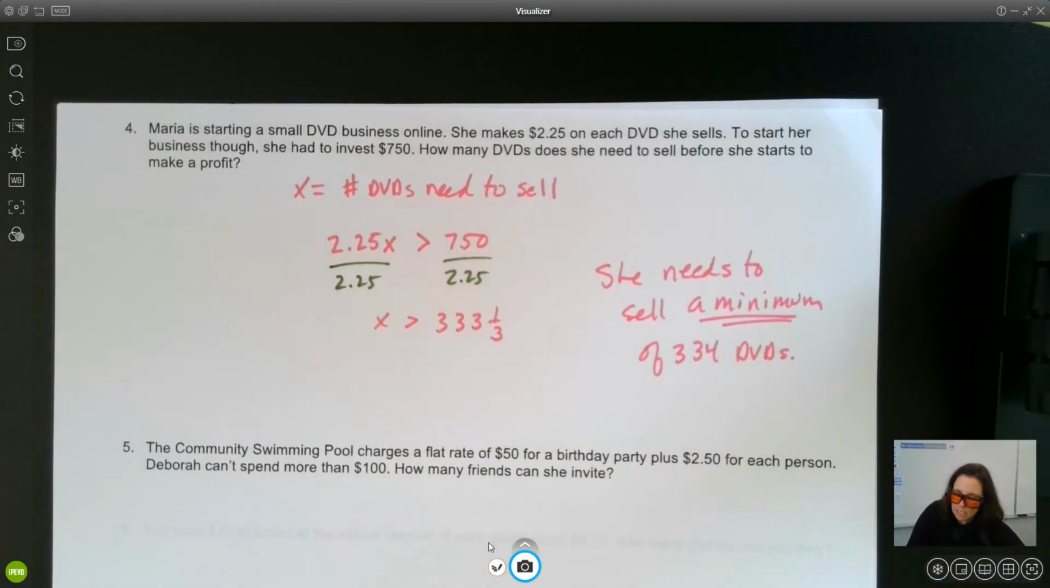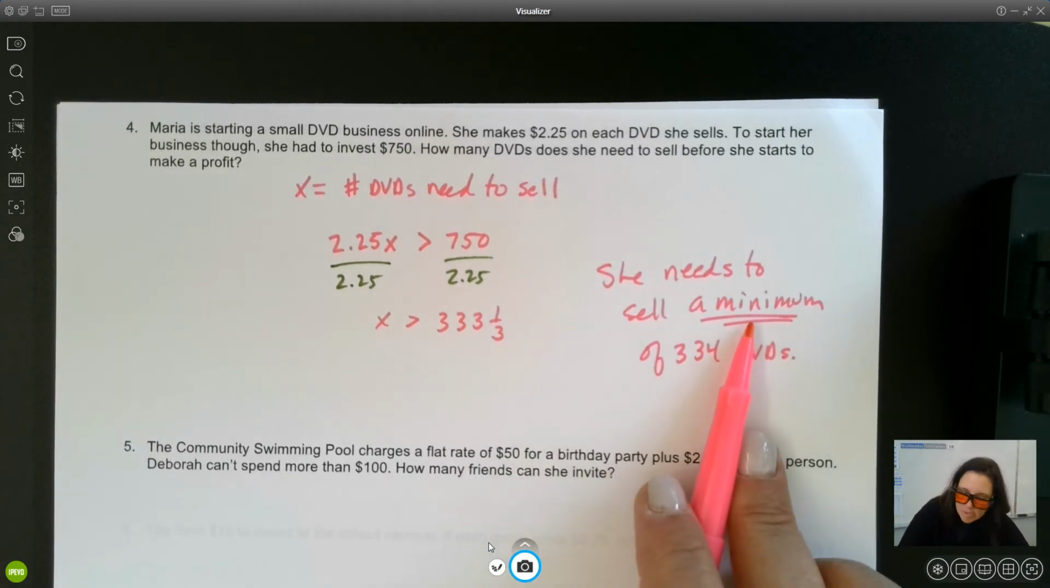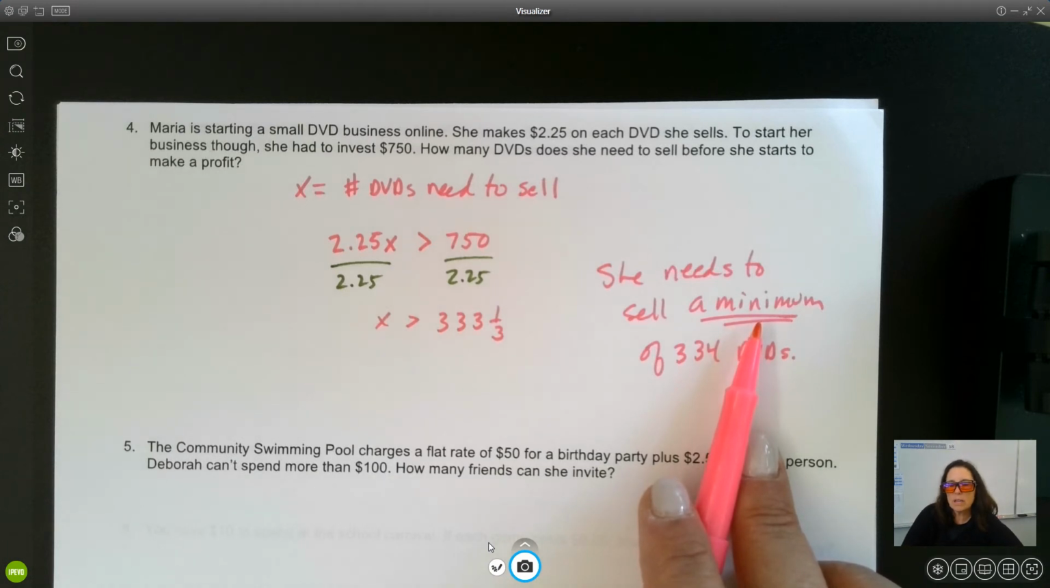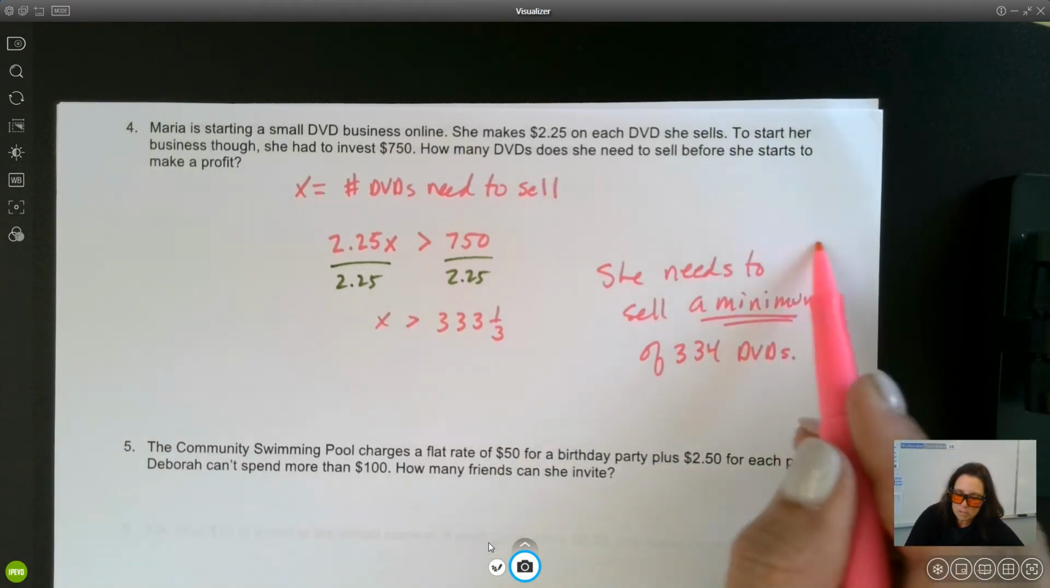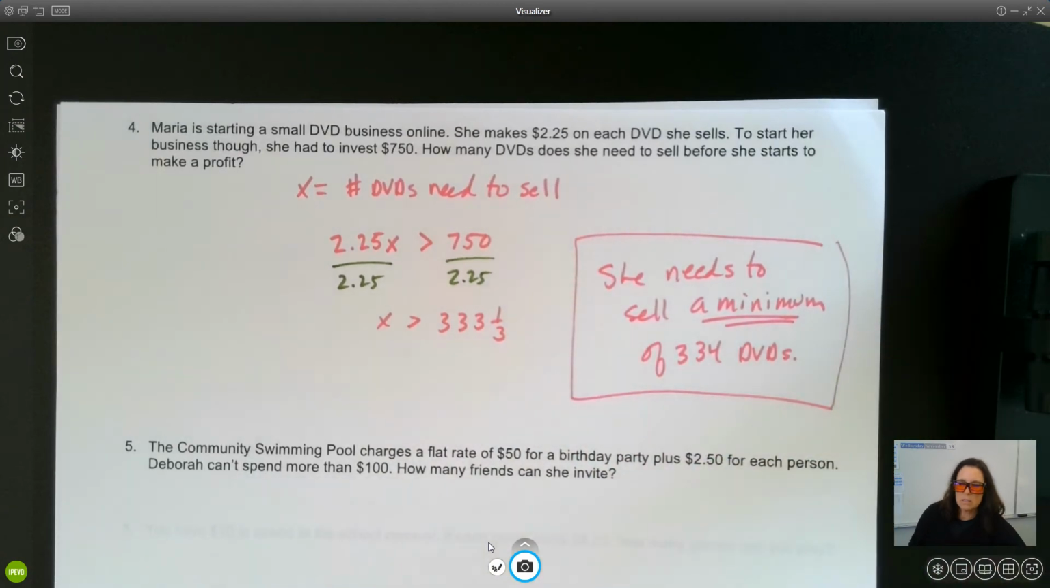Okay, wouldn't it be great if she sold 1,000 of them? And doesn't this say she can sell 1,000? Okay, that's important to understand.